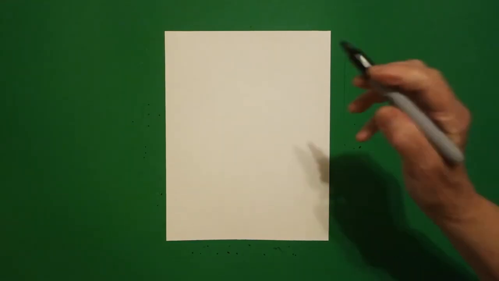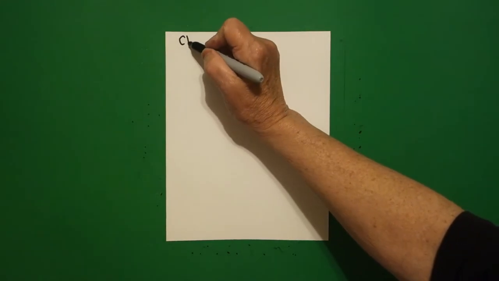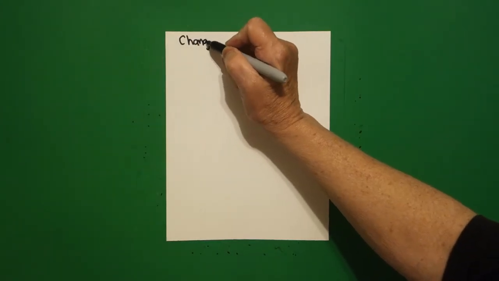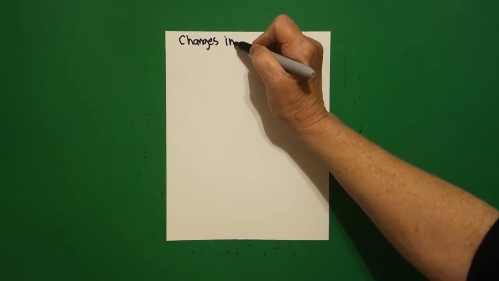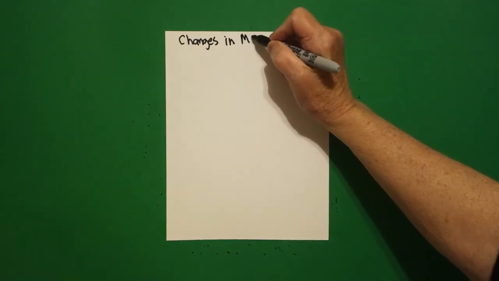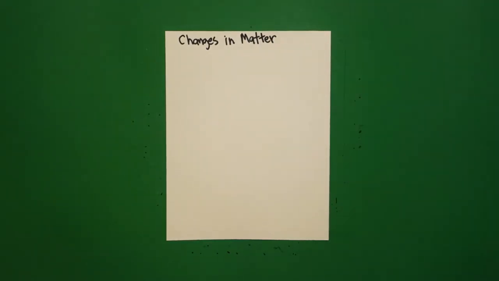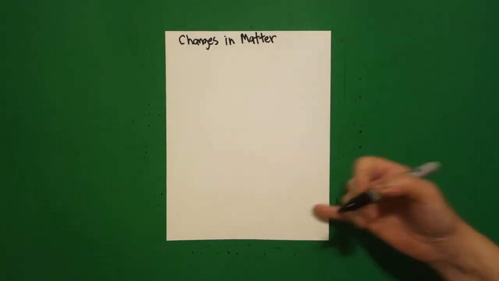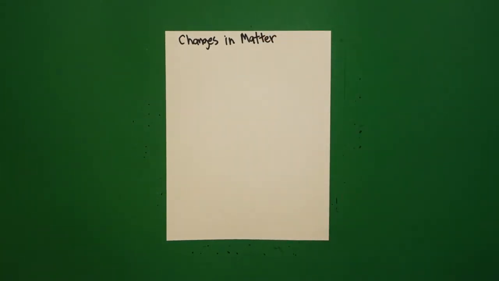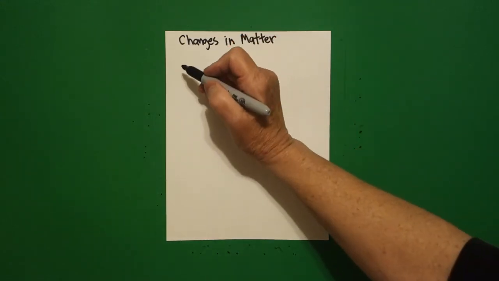Okay, let's draw. Today's project is changes in matter, physical and chemical changes in matter. We're going to draw a series of objects and pictures, then we'll label them, then we'll color, I hope.